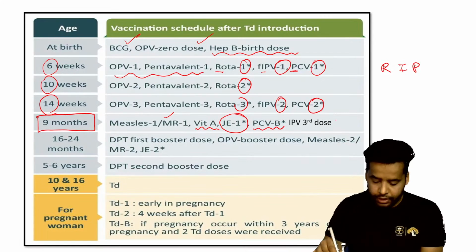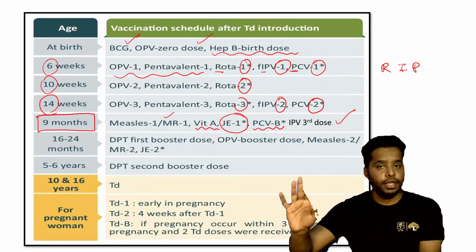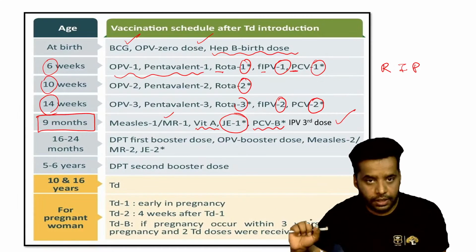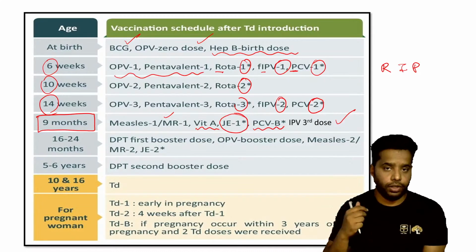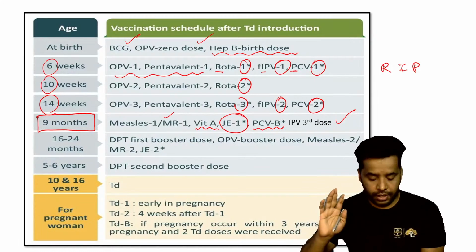What is one more addition to this? IPV, 3 doses. Yes, the third dose at 9th month. Repeat, how many doses of IPV now? 3. Fractional IPV means it is given intradermal. We give it in the right deltoid. So we are not using full dose IPV. We are using fractional IPV in the schedule.